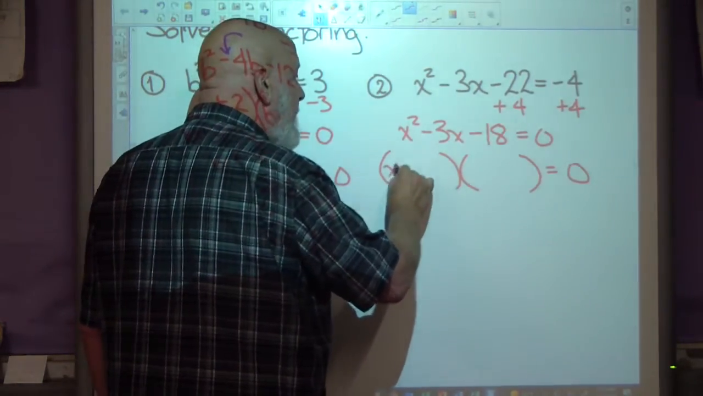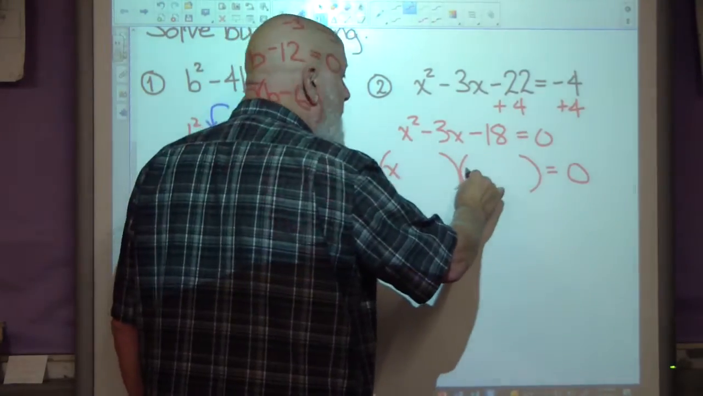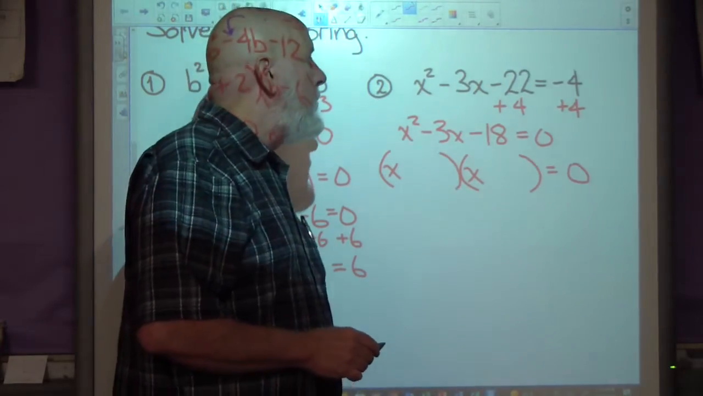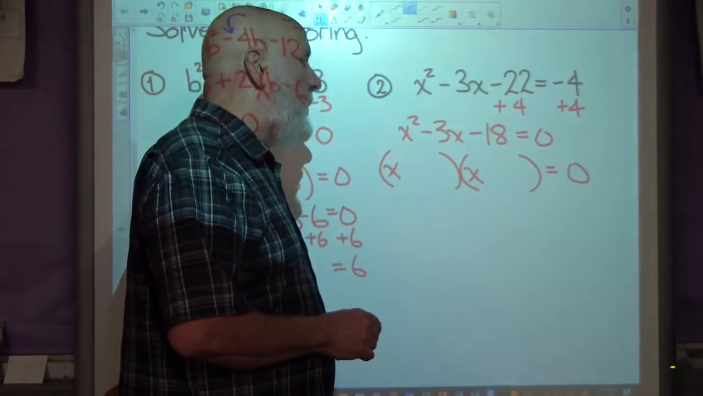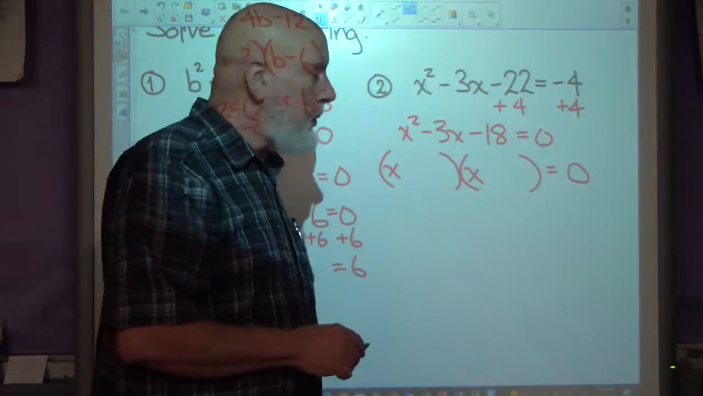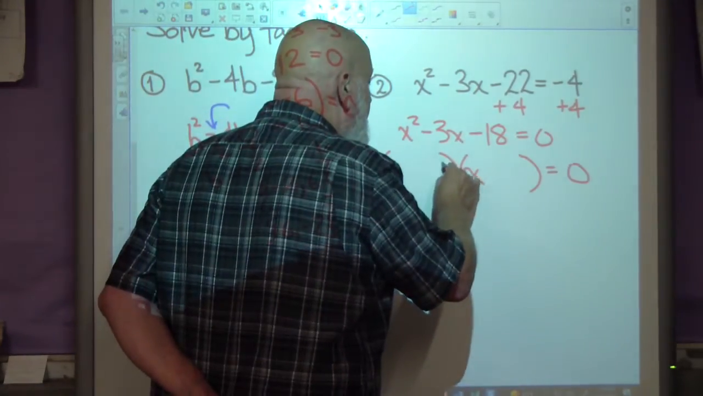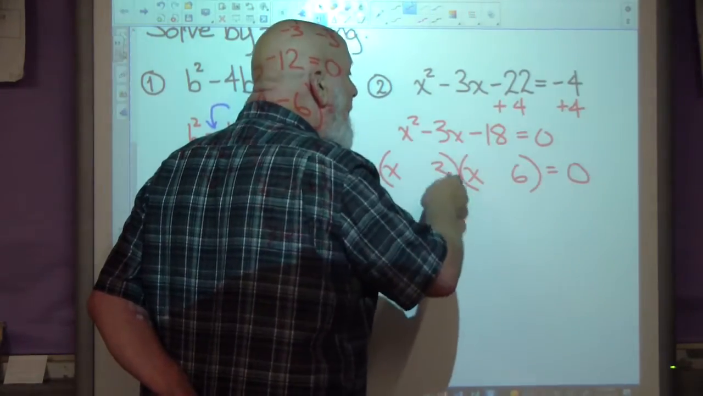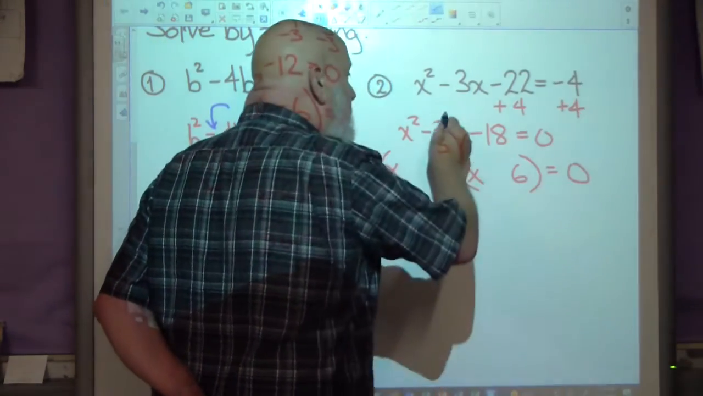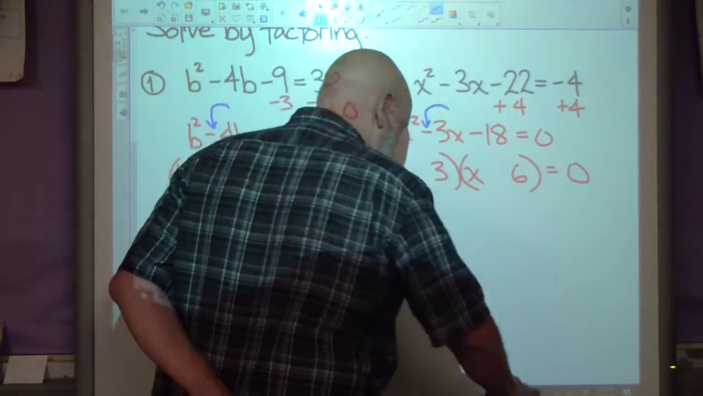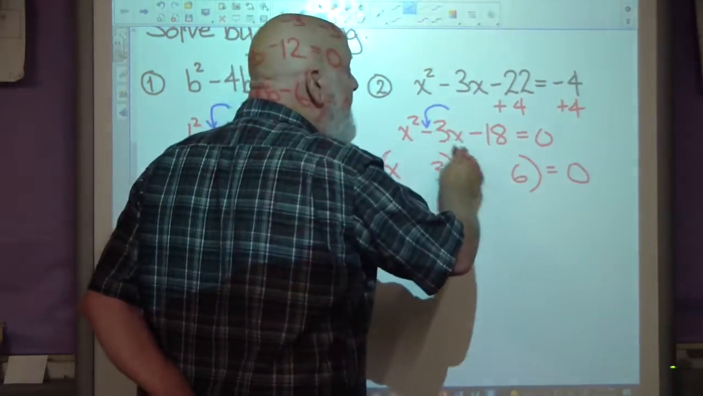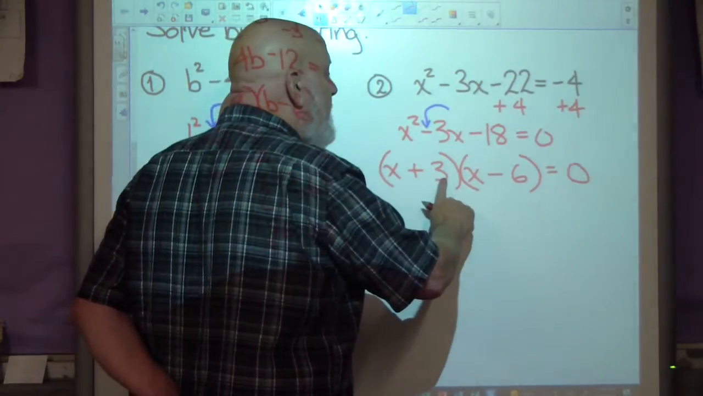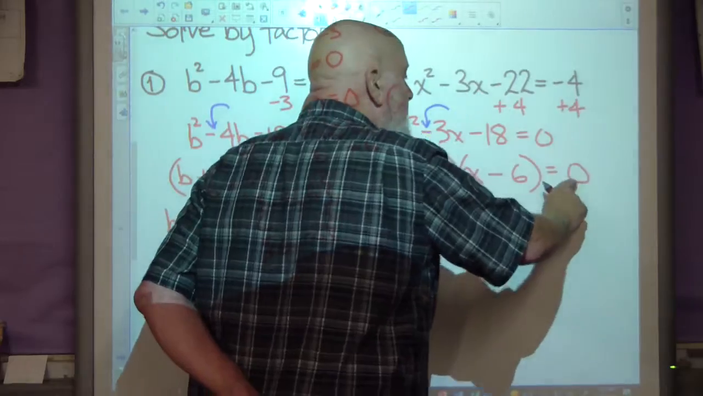Square root of this one here and here because my leading coefficient's a 1. Looking for factors of 18 that add up to 3. Well, 2 times 9 won't work. 3 times 6 will work. 3 times 6 is 18, and 6 minus 3 is 3. And I want it to add up to or subtract and give me -3. And the only way that can happen is if the 6 is negative and the 3 is positive. So I have the quantity x plus 3 times the quantity x minus 6 is equal to 0.